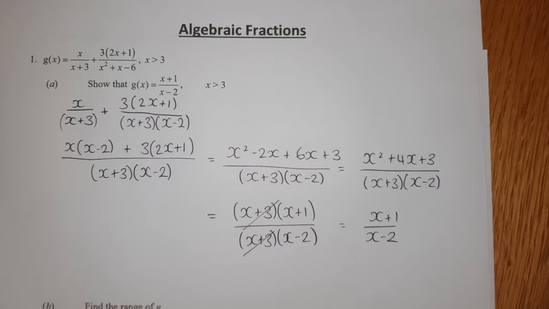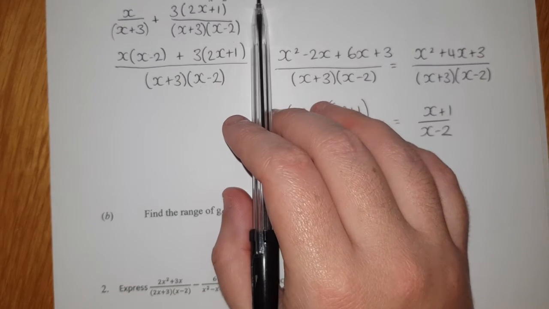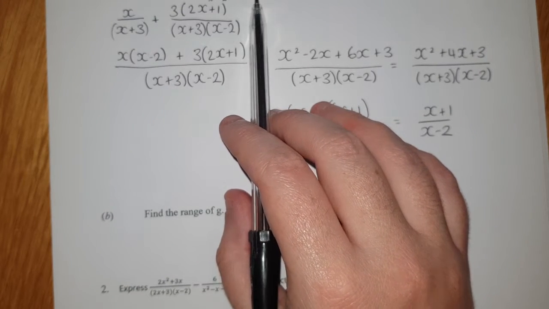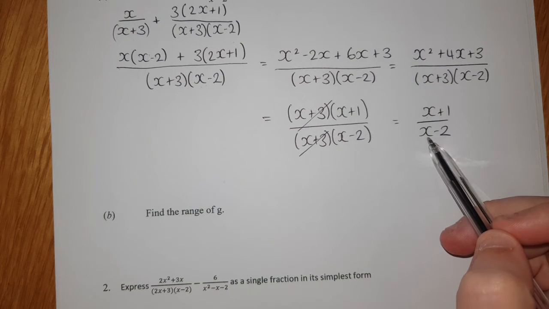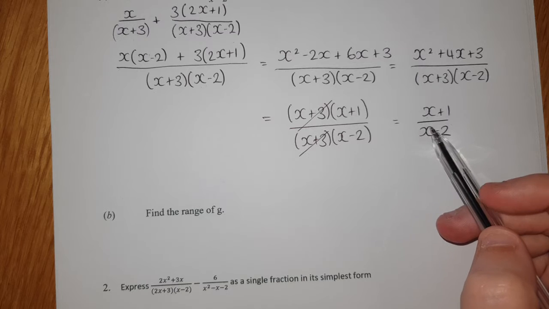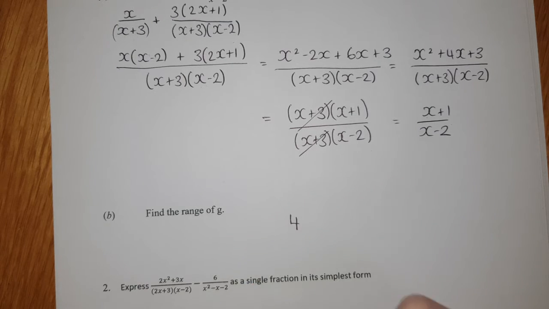Right, find the range of g. Well, first of all, the range is your y values, and now remember we're looking that x is greater than 3. So if you test when x is 3, you'd have 4 over 1. So I know it's got to have 4 in there somewhere.